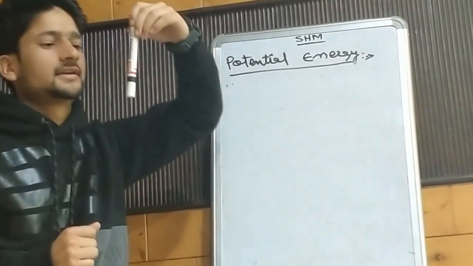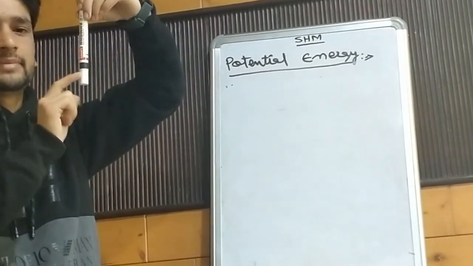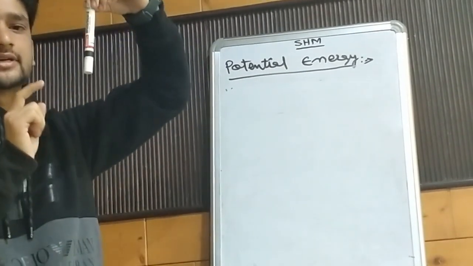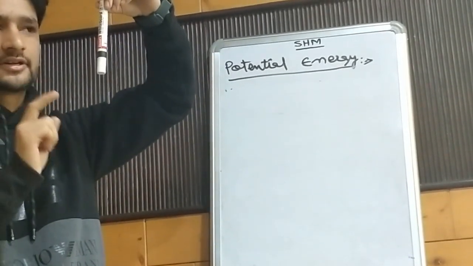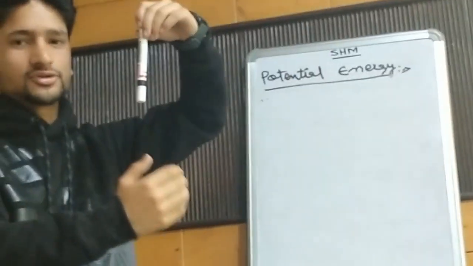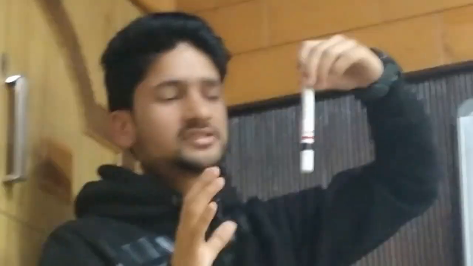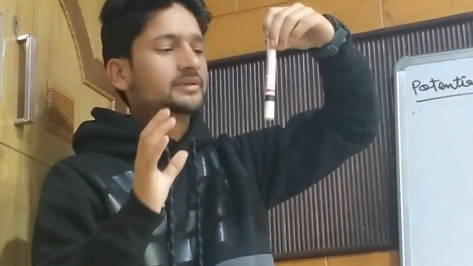Now let's suppose this marker here is a simple pendulum, and we have to determine the time periods for the various phases of motion that are involved in an oscillation. Let's try to understand first what an oscillation actually means.